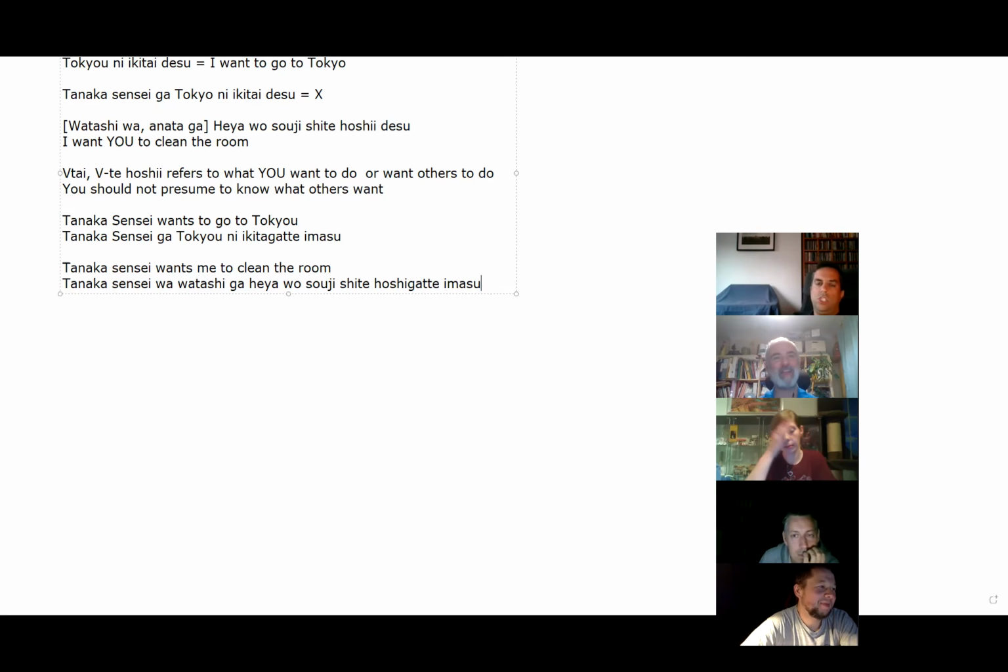So what does gatte mean? Nothing. It's just grammar. Yeah, it changes it from he wants you to do something to he is wanting you to do something. It just kind of makes it indirect. So weirdly this is acceptable, even though it still presumes that you know the feelings of other people. Can we just add omoimasu at the end of the sentences with tai? No, this doesn't work. Why? I don't know. Still very presumptuous. Yeah, exactly. I think.